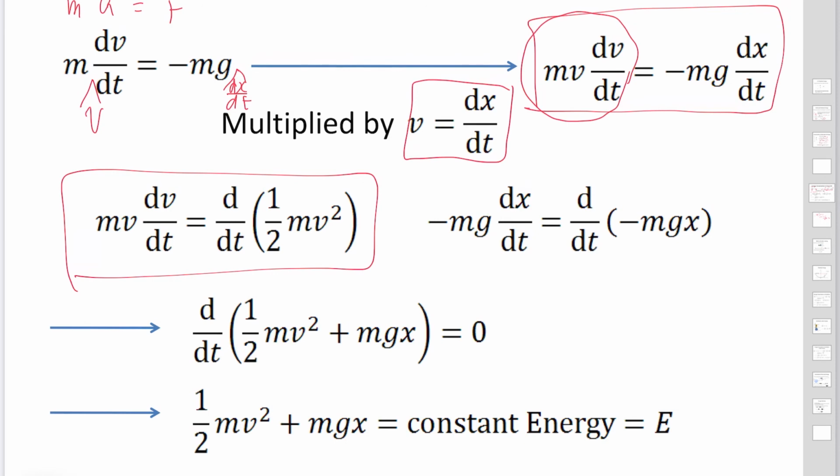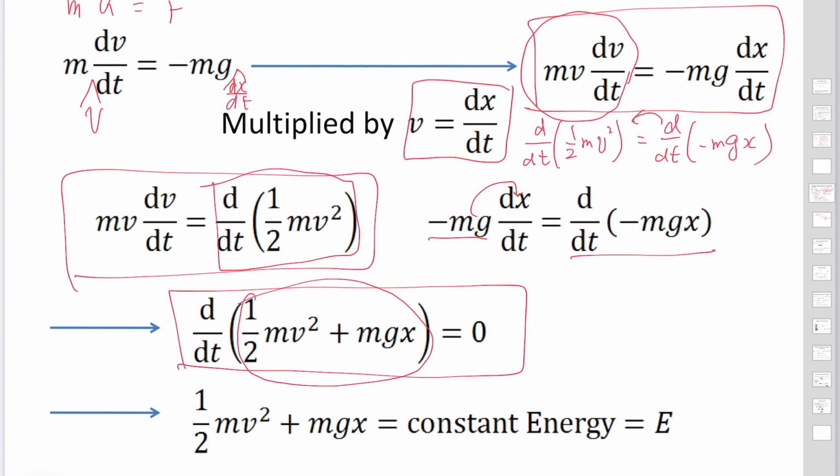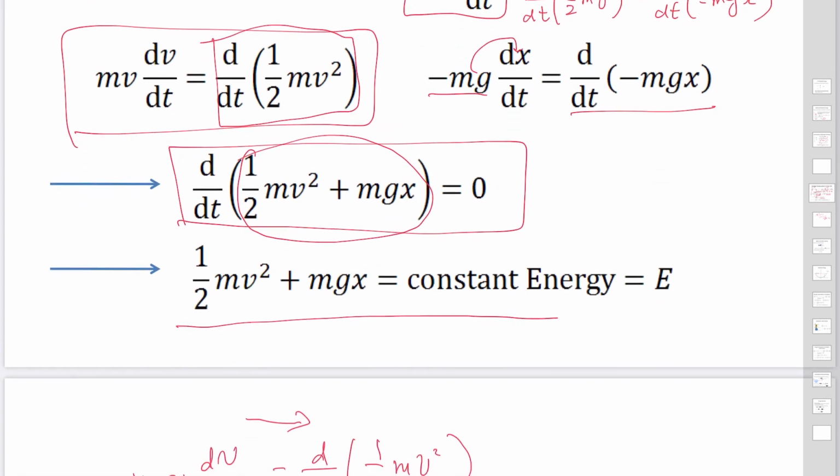So the left hand side can be converted to the derivative of 1/2 mv squared with respect to time. And minus mg is a constant, so you can easily move it inside of the derivative. So the right hand side becomes d/dt of minus mgx. Then you can move the term on the right hand side to the left hand side and combine to get this equation. The derivative of this quantity becomes 0. So this means the inside of the parentheses has to be a constant quantity. We call it the constant energy. From this equation, the equation of motion is equivalent to energy conservation.